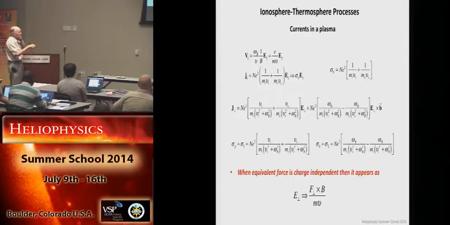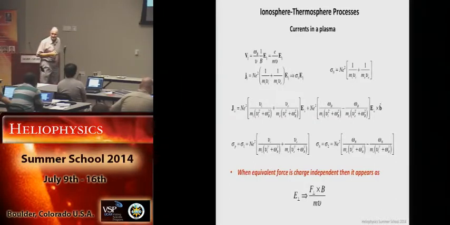Okay? So if the force is charge-independent, an equivalent force that is not an electric force, then just replace E perpendicular by F cross B over M nu. So if the force is gravity, for example, just take G cross B over M nu, plug it into here, and that's the current. If the collisional force, M nu U, then just put it in here and plug it into there, that's the current. Okay, so I did the algebra for you, and there's a little cheat sheet.